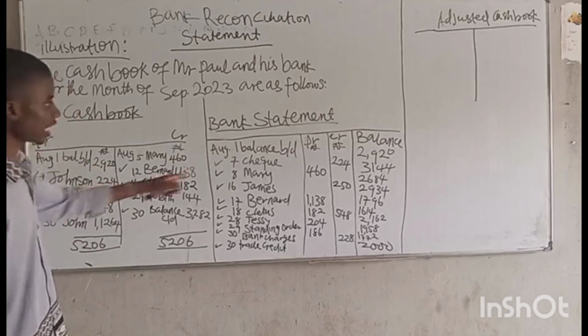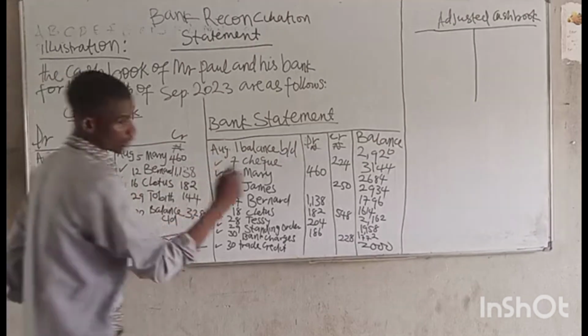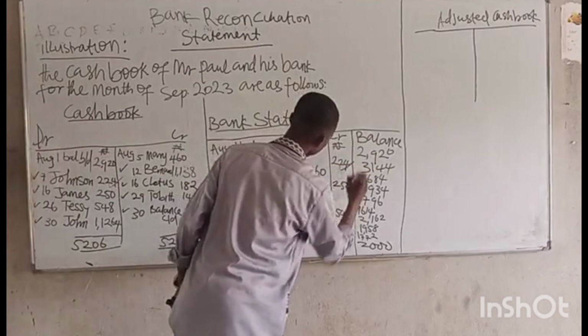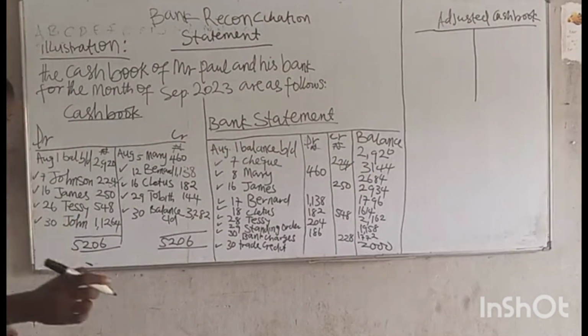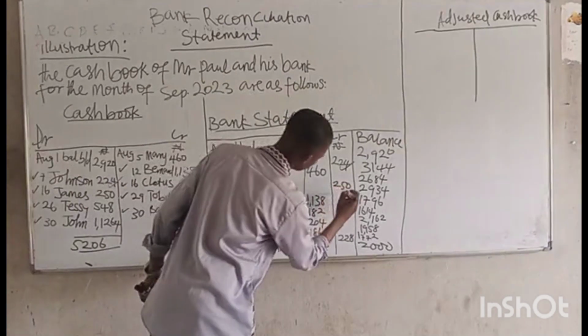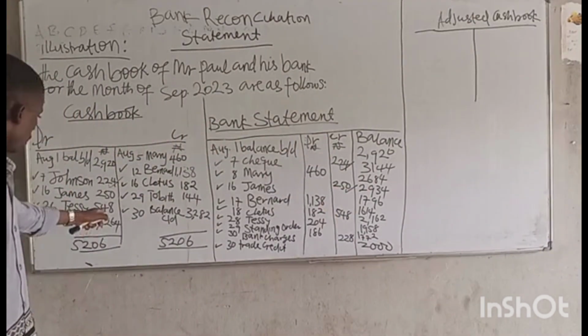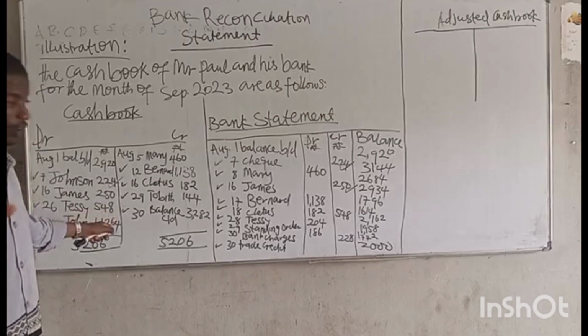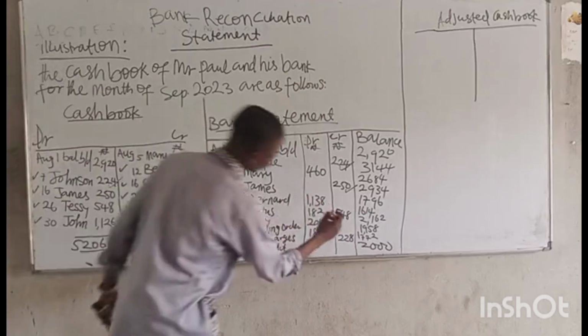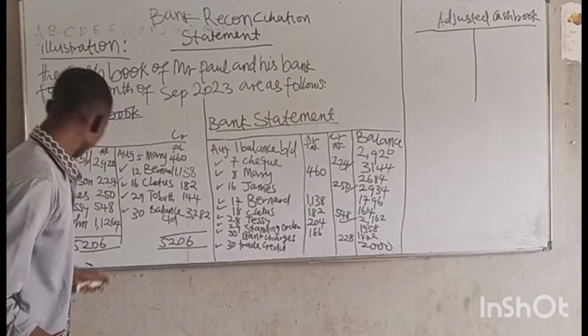Let's check the credit side of the bank statement. It is here. You can also see that it is also here. The next transaction is 250. 250 also appears in the bank statement. The next transaction is 548. We also have 548 here.